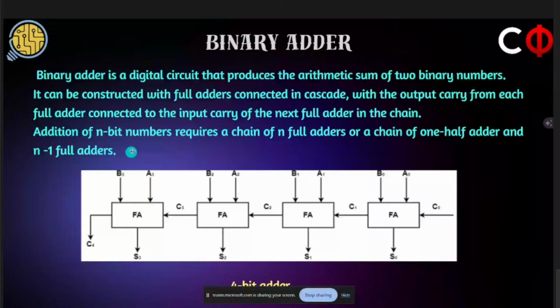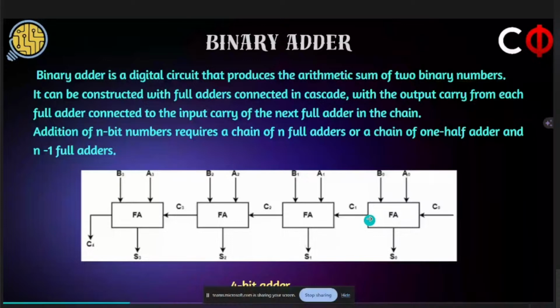Now, a binary adder basically adds two n-bit binary numbers. A full adder can add only 3 bits at a time. So to add two n-bit binary numbers, we put many full adders in a cascade. Cascade in the sense one after the other in a series way. And so let's take the full adder.